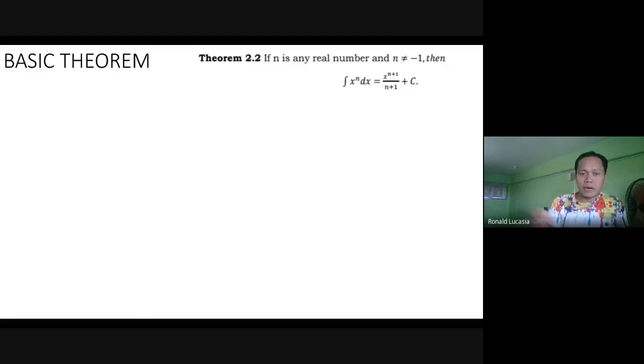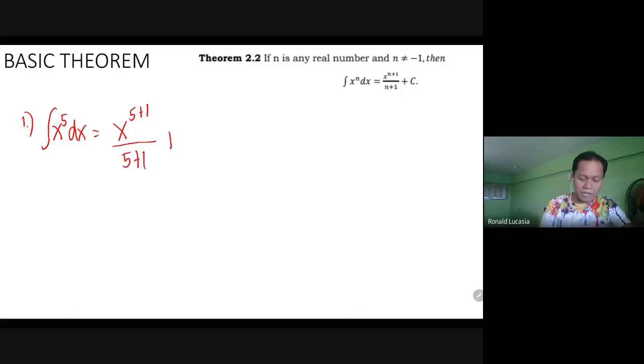So an example to that, we have the integral of x to the fifth power dx, that will be x, the exponent there is 5 plus 1, over 5 plus 1. Do not forget the c. So the integral will be x to the sixth power over 6 plus c. Okay.